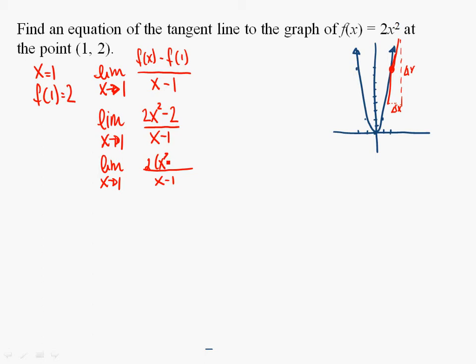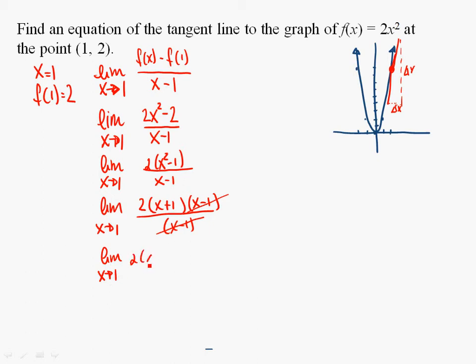Take out the 2 first. That'll make it a little bit easier to see the full factorization. So after you take the 2 out, the top factors to 2 times, and x squared minus 1 is actually... Okay. Thank you. Now what can you do with the x minus 1? Cancel. And can you find the limit now? As x goes to 1, you end up with 4. So this slope here is 4.